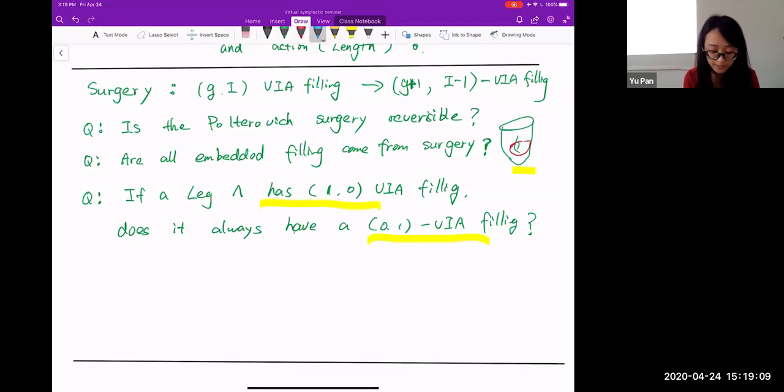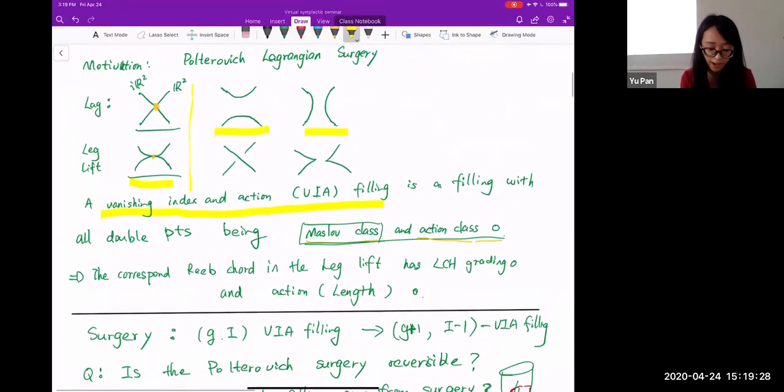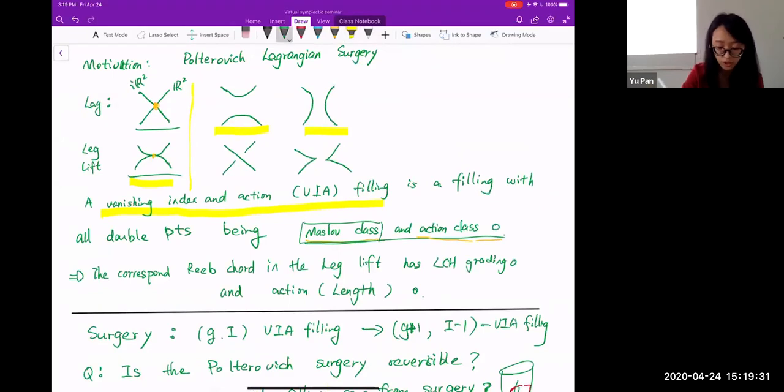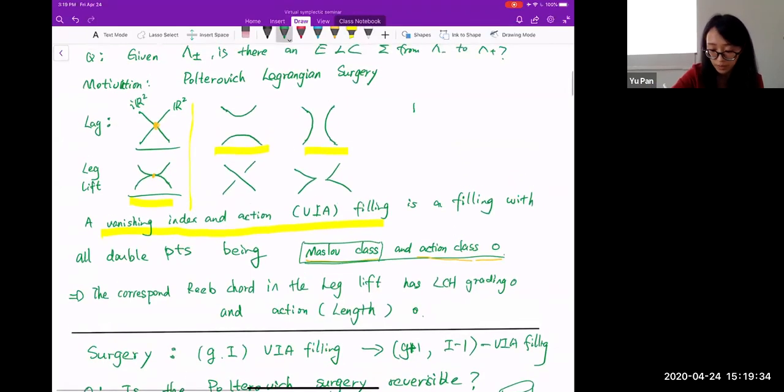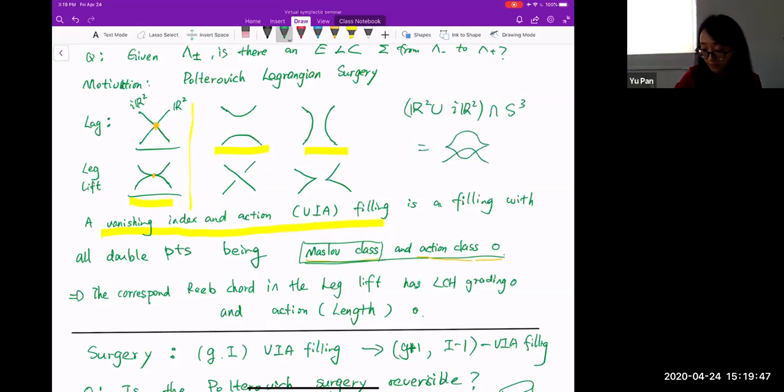Checking whether a knot has a genus one VIA filling is easy because it's embedded. But checking whether a knot has a disk filling with an immersed point is not so easy. But if we go back to the local picture here, we have the two disks, R² union iR². If we intersect that with the boundary of B⁴, which is S³, we will actually get a Hopf link.